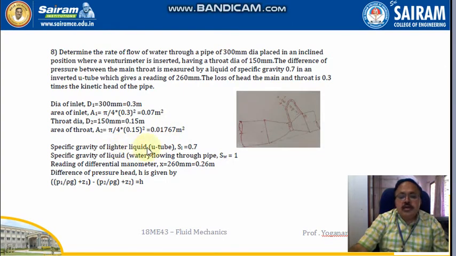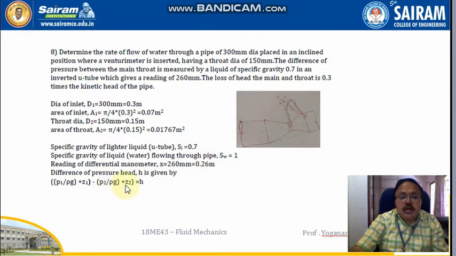Specific gravity of the lighter liquid in the U tube is 0.7, whereas the specific gravity of the liquid flowing in the pipe, that is SW, is equal to 1. So now the reading of differential manometer given is X equal to 260 millimeter, that is given here. So that is 0.26 meters.